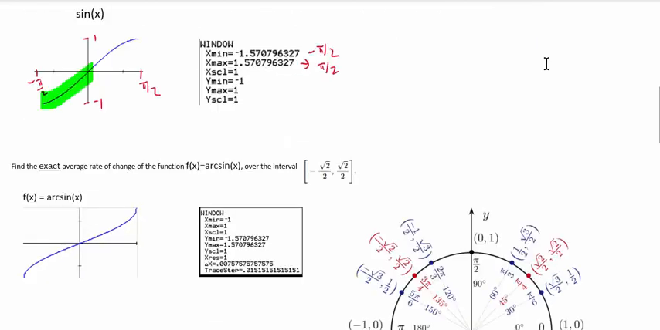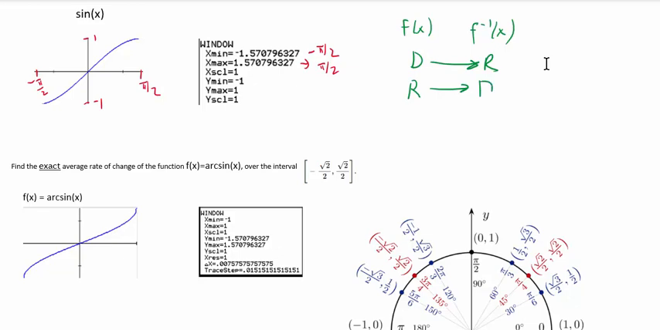Notice over this restricted domain of the sine function, the function is 1 to 1. Every y value will have only one x value, meaning that when we invert it, every x value on arcsine will have only one y value, making it a function. Also remember that when you go from a function to an inverse function, the domain of one function becomes the range of the other, and the range of your original function will become the domain of its inverse.